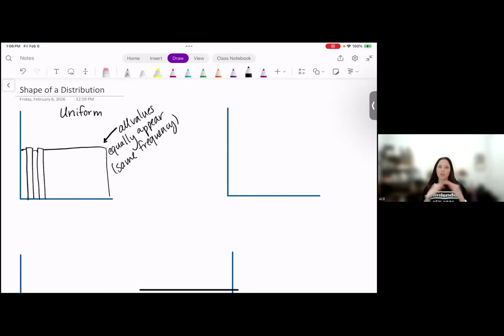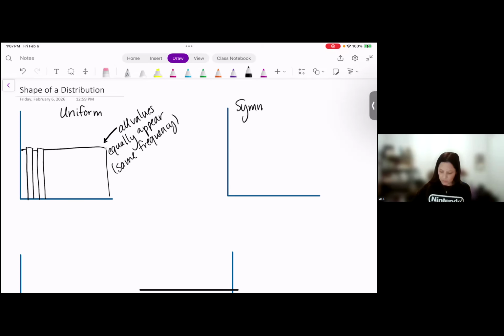If you see a distribution that's flat across the top or has all values that are pretty much roughly the same, we would call that uniform. There's not a mode in this case because all values would be the mode because they'd all be presented at the same time. Then we have what's called symmetric.